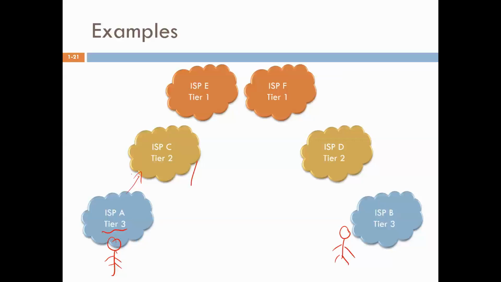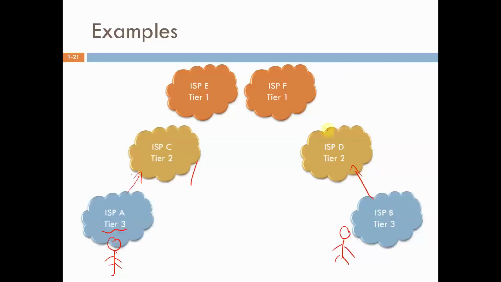Now let's see what happens if ISPA wants to send something to ISPD, meaning that this is egress traffic. This is traffic that is going outside ISPA. Okay? So for this to happen, ISPB should announce its reachability. ISPB should make an announcement to the networks connected to it, to ISPD.